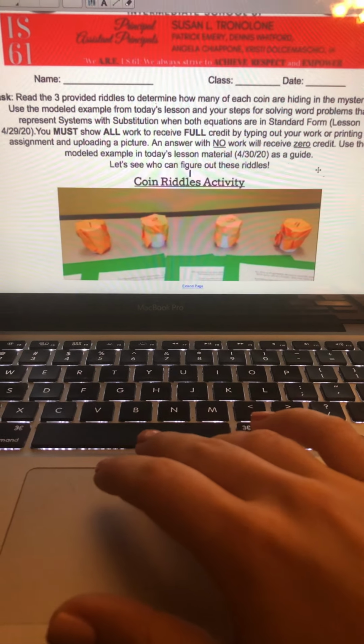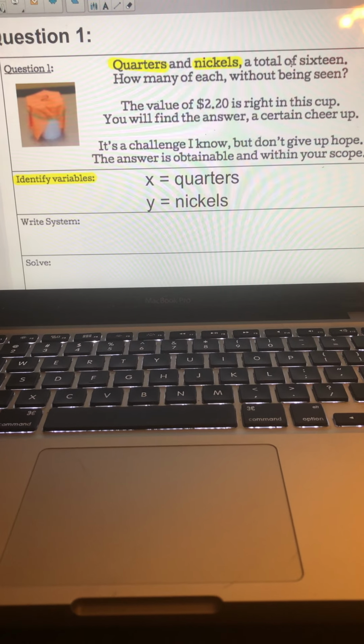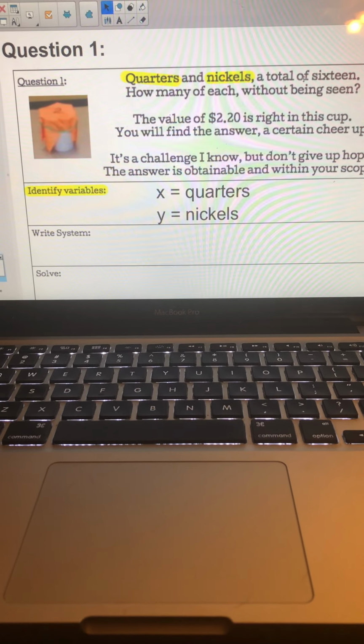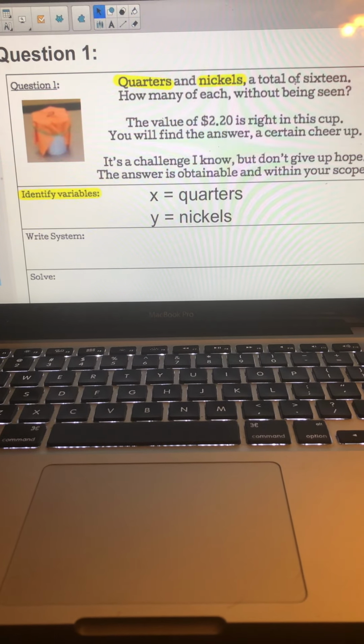So you'll see the organizer very similar to yesterday, where you'll identify your variables. I highlighted them in the problem. X, I am making quarters, and Y, I am making nickels. So when I write my system, I want to look for the important information. The important information is that there are 16 coins in this cup, and that their worth is $2.20. So I need to remember what a quarter is worth. A quarter is worth 25 cents, and a nickel is worth 0.05 dollars. So I would write my system based on that.